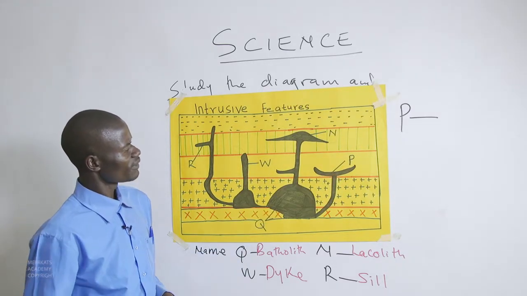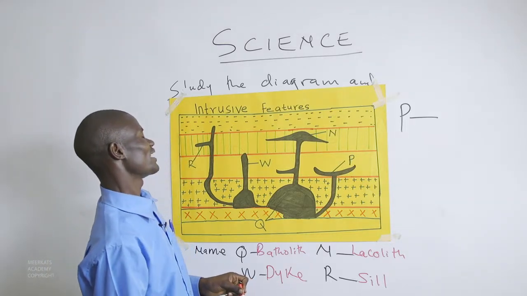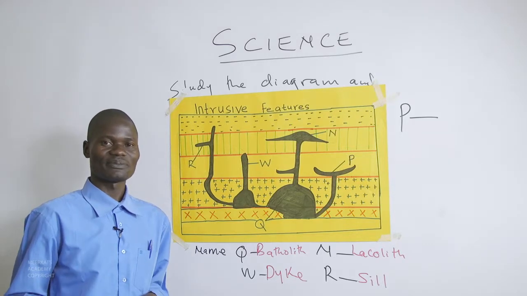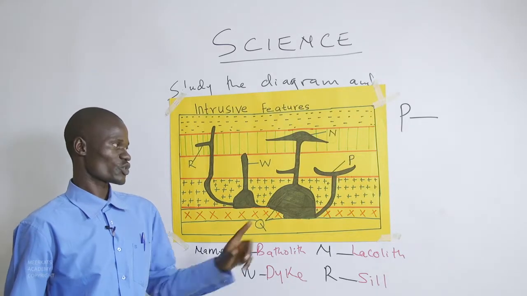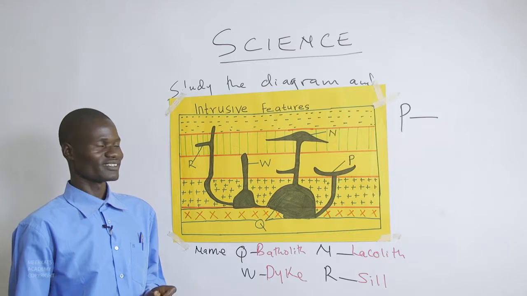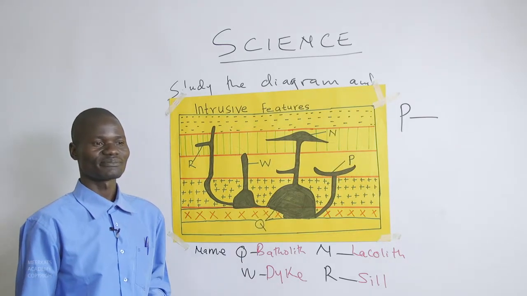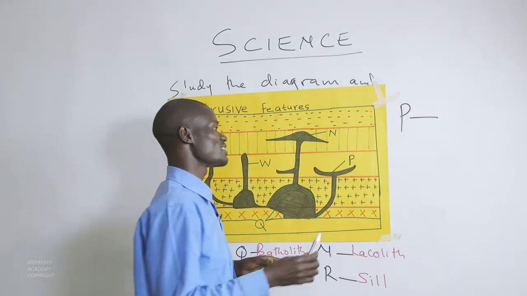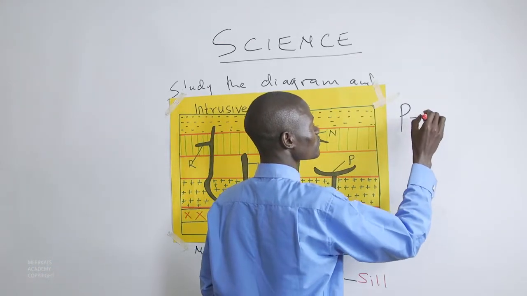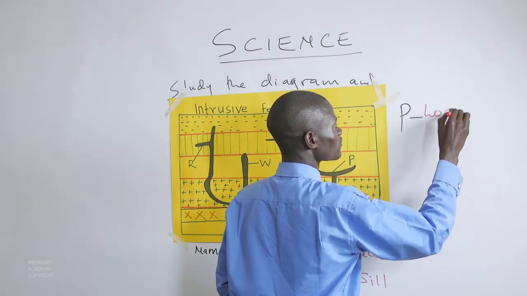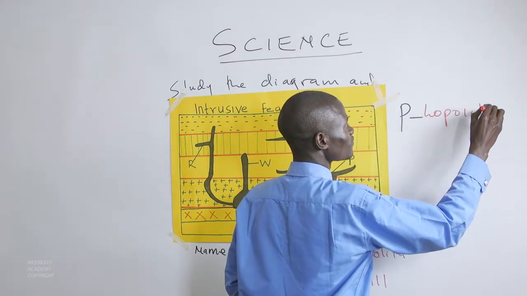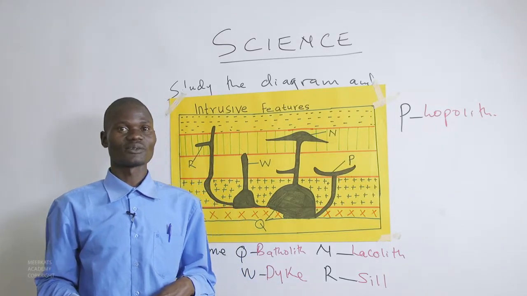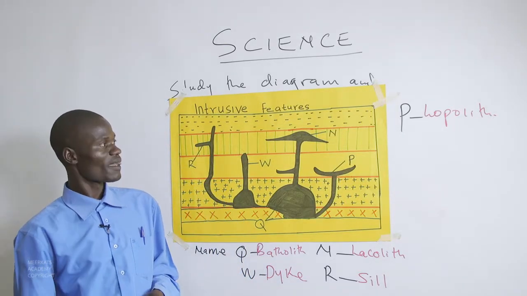When you study it carefully, it looks saucer shaped. And which feature did we describe that has a saucer shaped depression like? That one we call a lopolith. We call it a lopolith.